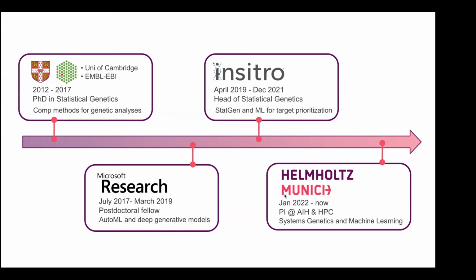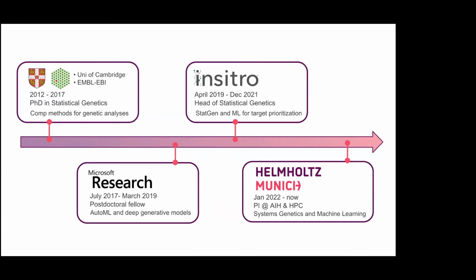And I started at Helmholtz Munich as a PI in January. I'm part of the AI for Health Institute and also at the Helmholtz Pioneer Campus. The group focuses on systems genetics and machine learning.